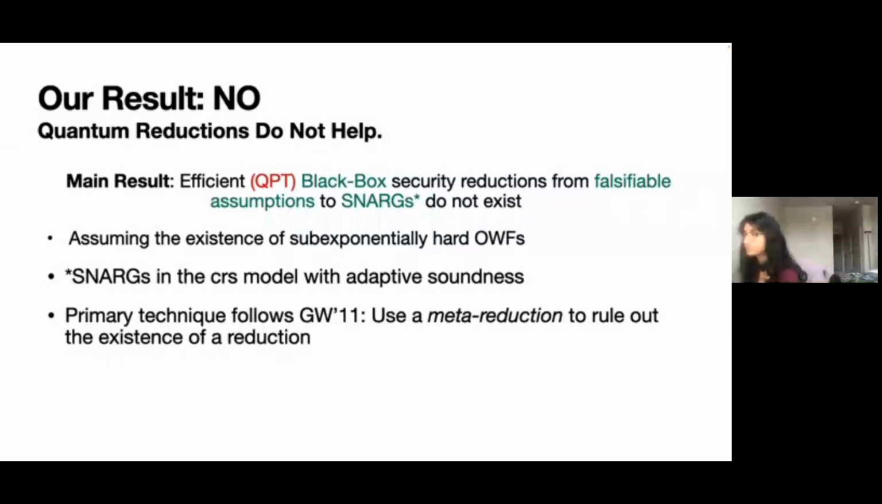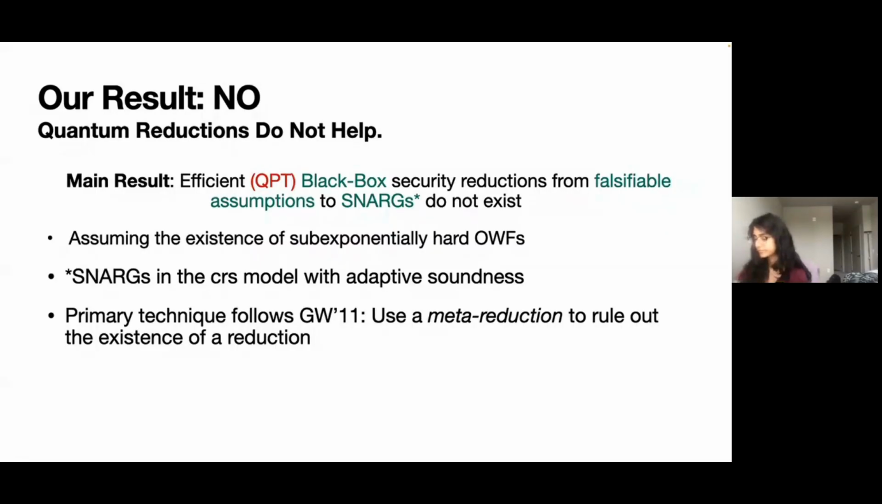Because I thought the CRS model is more general than the common random string model, because the reference string could be from an arbitrary distribution. So I thought your result would also apply for common random strings, doesn't it? Like you mean a random string with adaptive soundness? Yeah. Yeah, so I think that is ruled out, but you can construct SNARGs in the random oracle model with non-adaptive soundness.